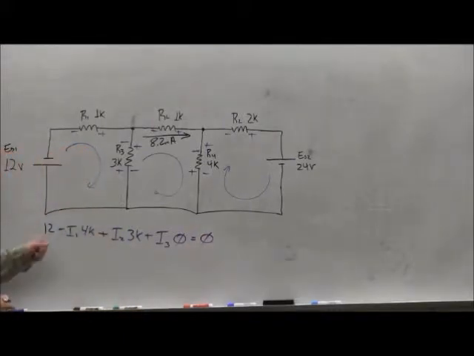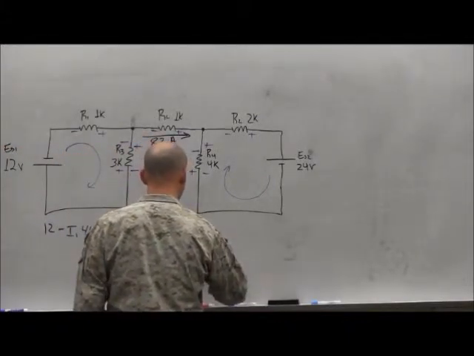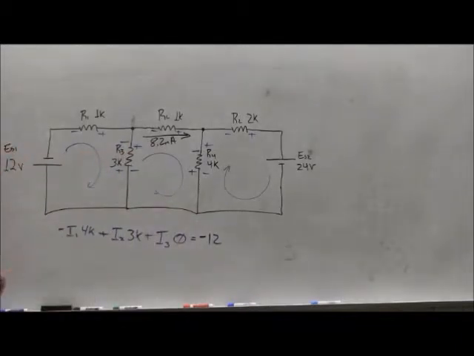So what am I going to do with that 12 positive? Go over to the other side and make it negative. Okay, there's my first mesh equation. How about my second mesh equation?